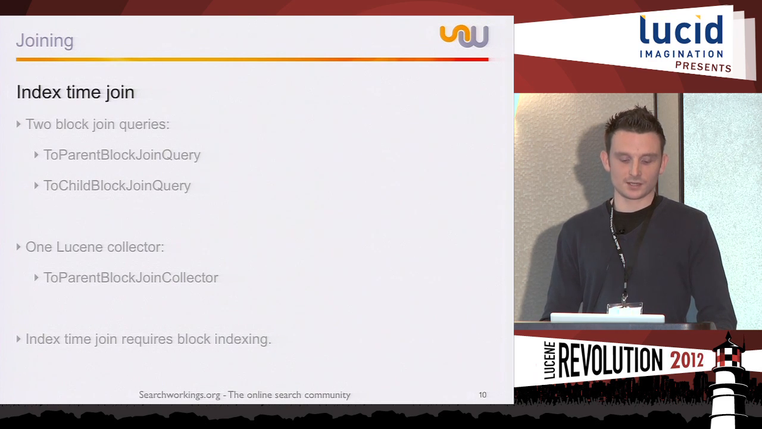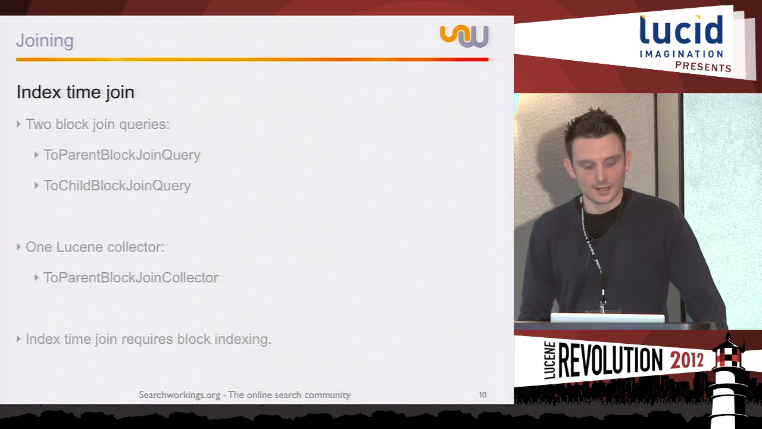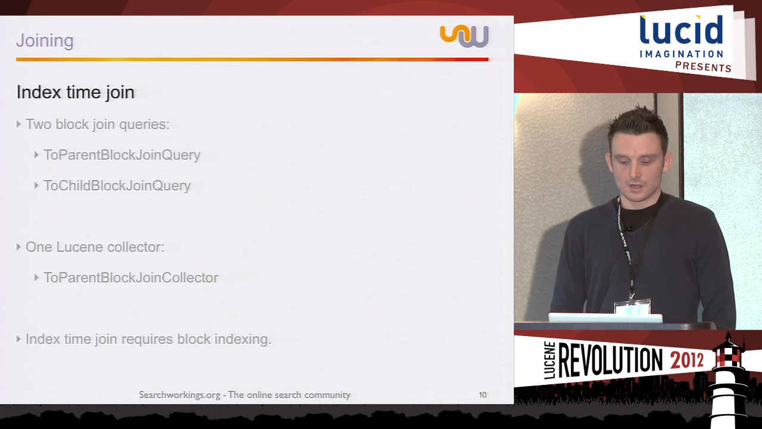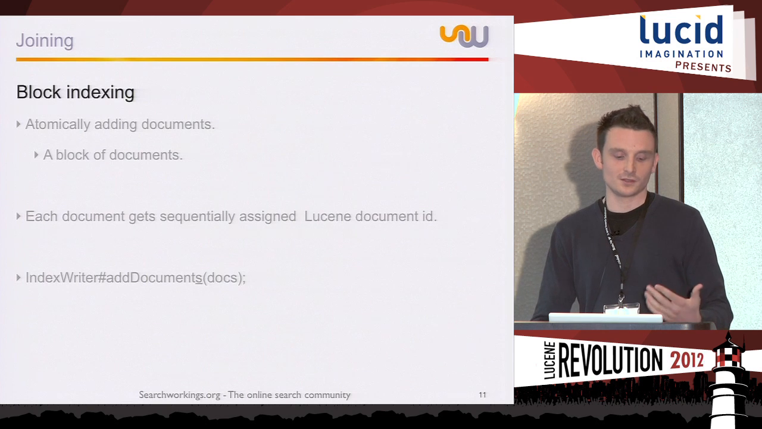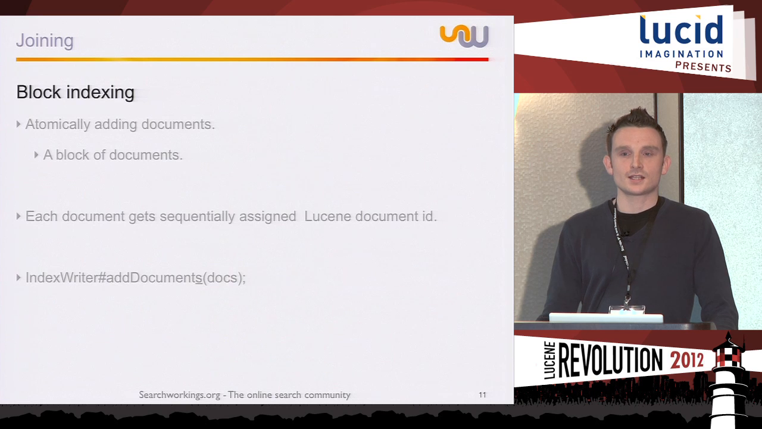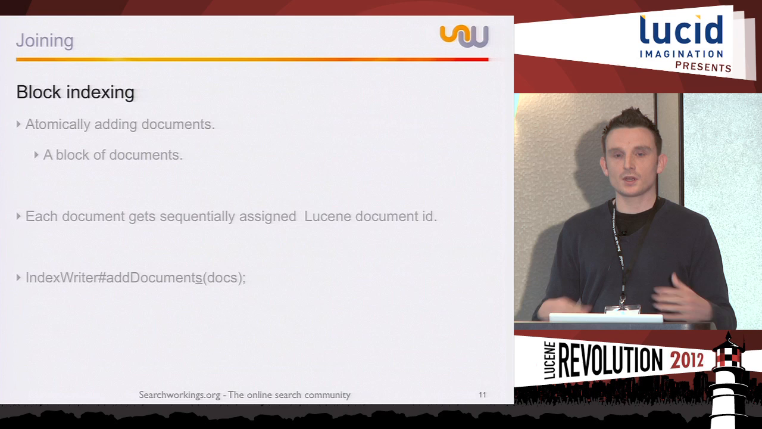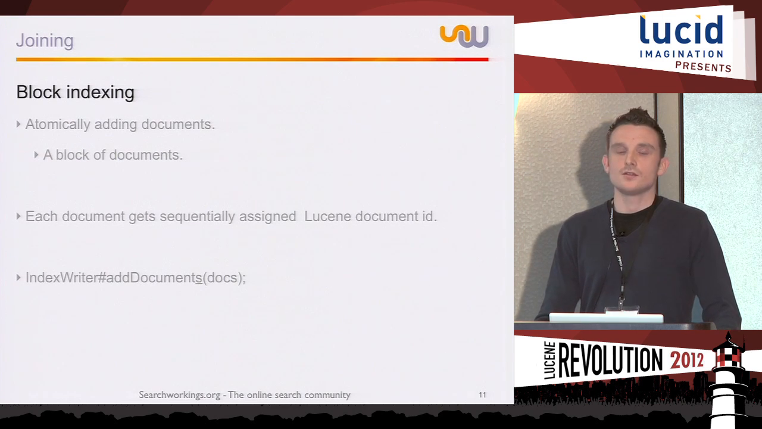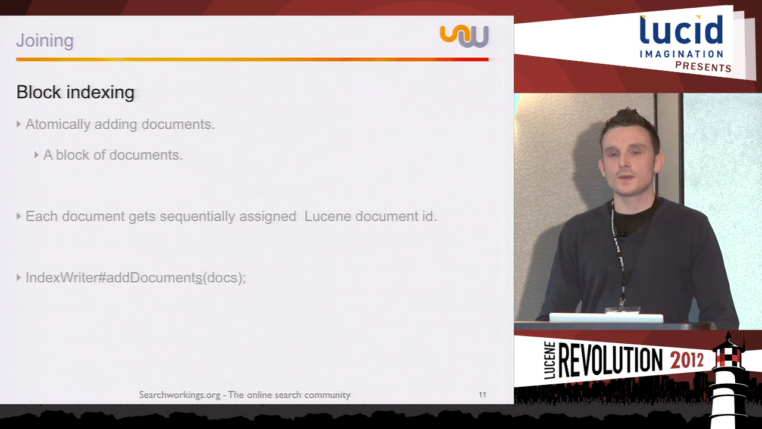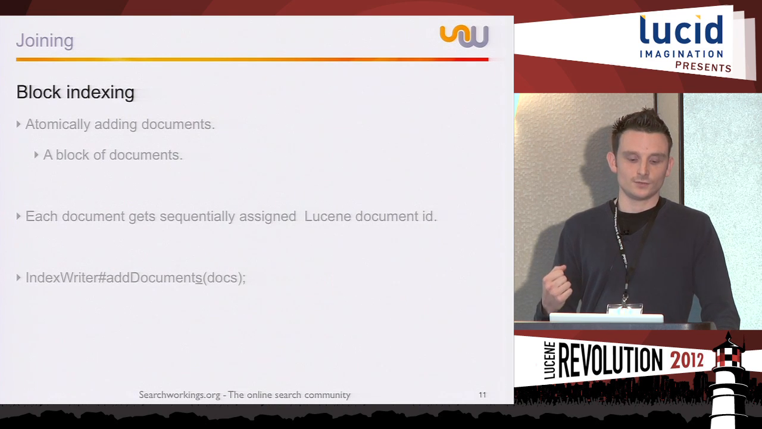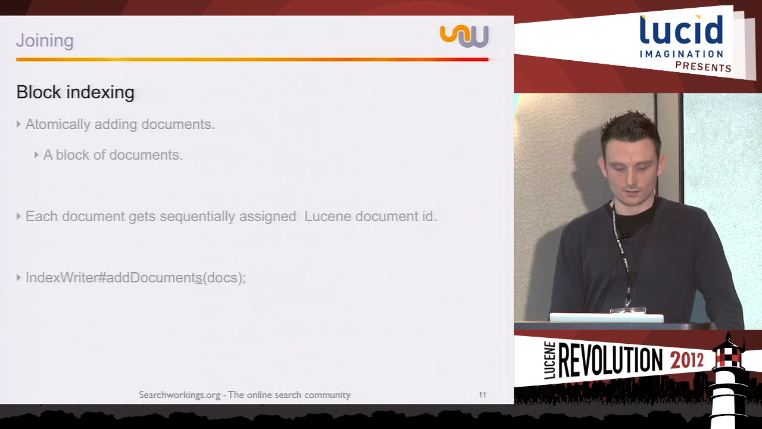What is really important with index time joining is that it relies on block indexing. That's why the queries and collector have block in their name. So what is block indexing? Normally when you put documents to the index with the index writer in Lucene, and Solr also uses Lucene in that way, the internal Lucene document ID is assigned in not a random order, but you have no control over what ID it will get. By using block indexing, you can have an influence on this. You basically add a list of documents to the index, and all the documents will get subsequently assigned Lucene document IDs. So you know that those documents are in a specific order. And this feature that the index writer offers, the block joining, relies on this. So that is what block indexing does.